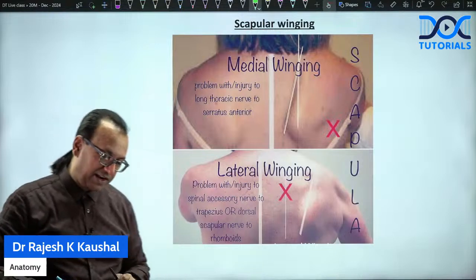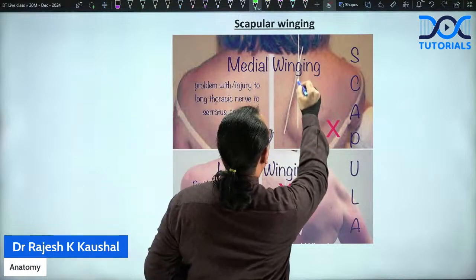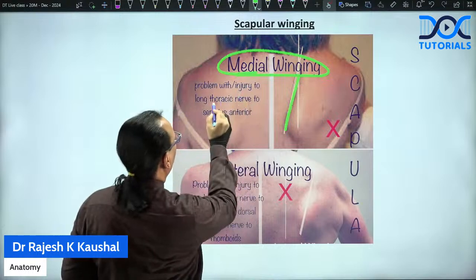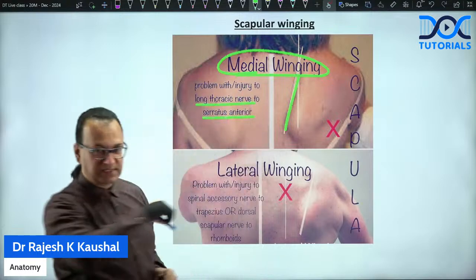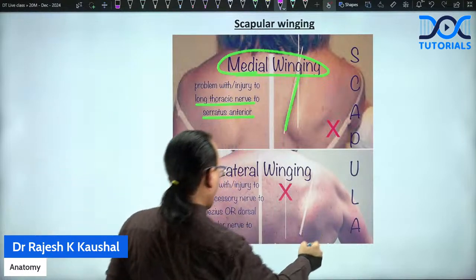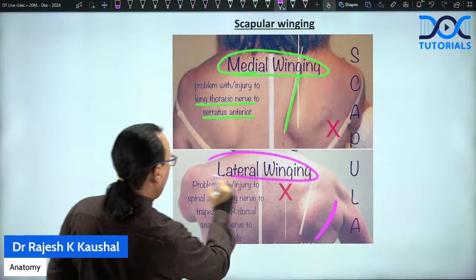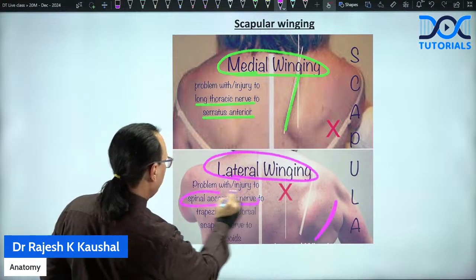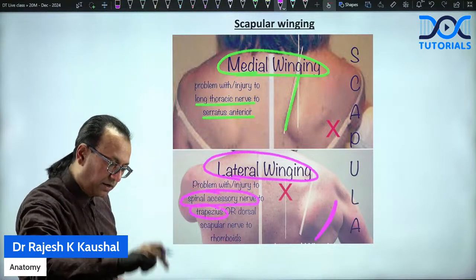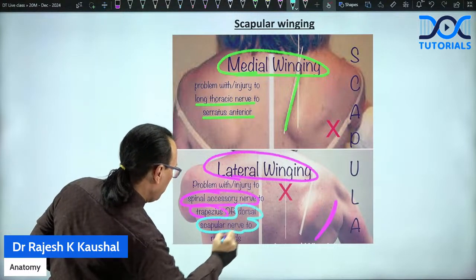So can you see one thing here? This is the medial border becoming more prominent, medial winging, and injury to long thoracic nerve, serratus anterior. This is medial winging of scapula. On the other side, this is the lateral border, which is becoming more prominent, and that is lateral winging, and that is injury to spinal accessory nerve, trapezius, or the dorsal scapular nerve. Dorsal scapular nerve, to rhomboids.